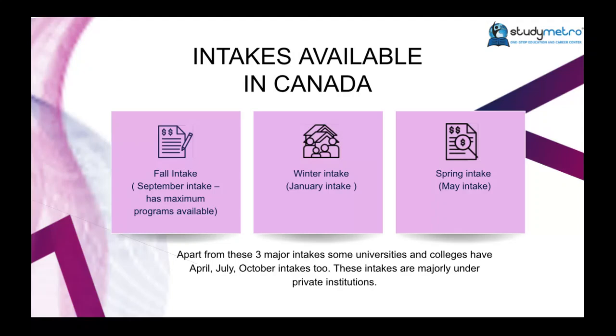Now let's talk about the intakes availability in Canada. Canada offers three intakes. The most popular and biggest intake is the fall intake, which is the September intake. That has the maximum availability of programs, because in Canada some universities offer a few bachelor's degree programs which are only available under this fall intake. Some programs, majorly degree programs, are available for two intakes, which are fall and winter. And the maximum number of certificate, graduate certificate or diploma programs are available for all three intakes, which are fall, winter and spring, or we can say September, January or May intake.